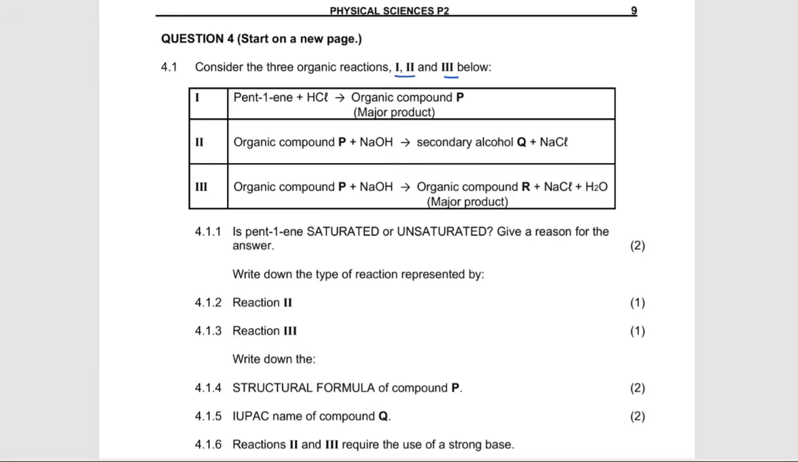Then after that, they are saying here, reaction number 2, we have organic compound P plus sodium hydroxide to give us a secondary alcohol Q plus sodium chloride. Then reaction number 3, organic compound P plus sodium hydroxide, again gives compound R plus sodium chloride plus water, which is our major product, right?